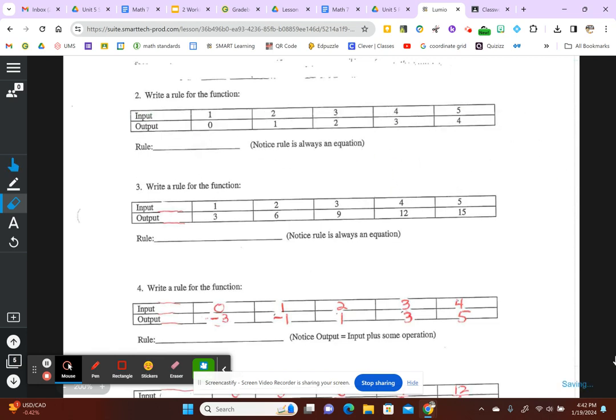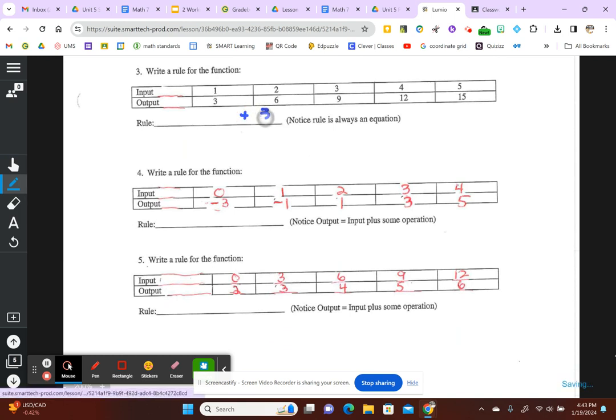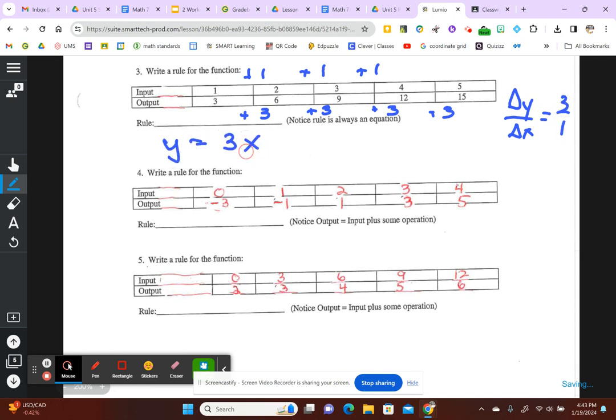So, okay, now I look at the next one. So I do it the same way. This is going up by 3, up by 3, up by 3, up by 3. And the x's are going up by 1, up by 1, up by 1. So my change in y over my change in x is 3 over 1, which is 3. So I know my rule starts out as y equals 3x, but I may have to do more. So I look, and I was like, nope, that's my rule. I don't have to do any more. So I'm done there. Let me look at the next one.